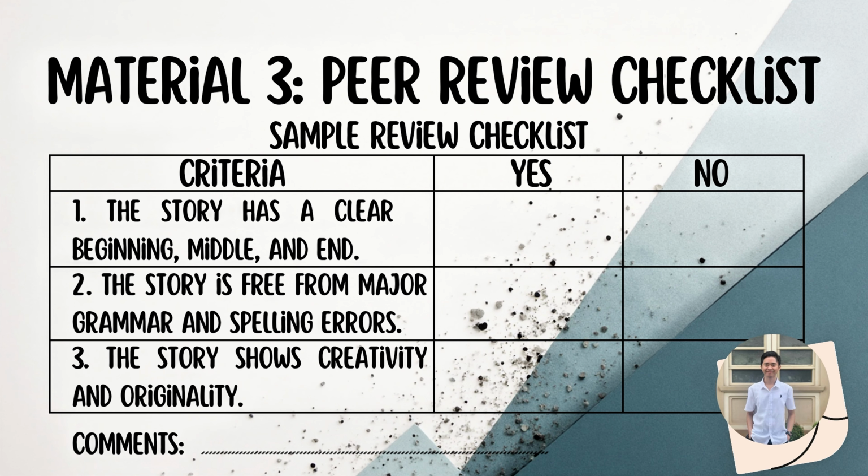This is the Peer Review Checklist, which is the third material I designed. Its purpose is to help students evaluate their classmates' stories and give meaningful feedback. The checklist includes questions that check the story structure, character development, creativity, and grammar. At the bottom, students can also write short comments or suggestions to help their peers improve. Through this activity, students learn how to reflect and collaborate effectively.